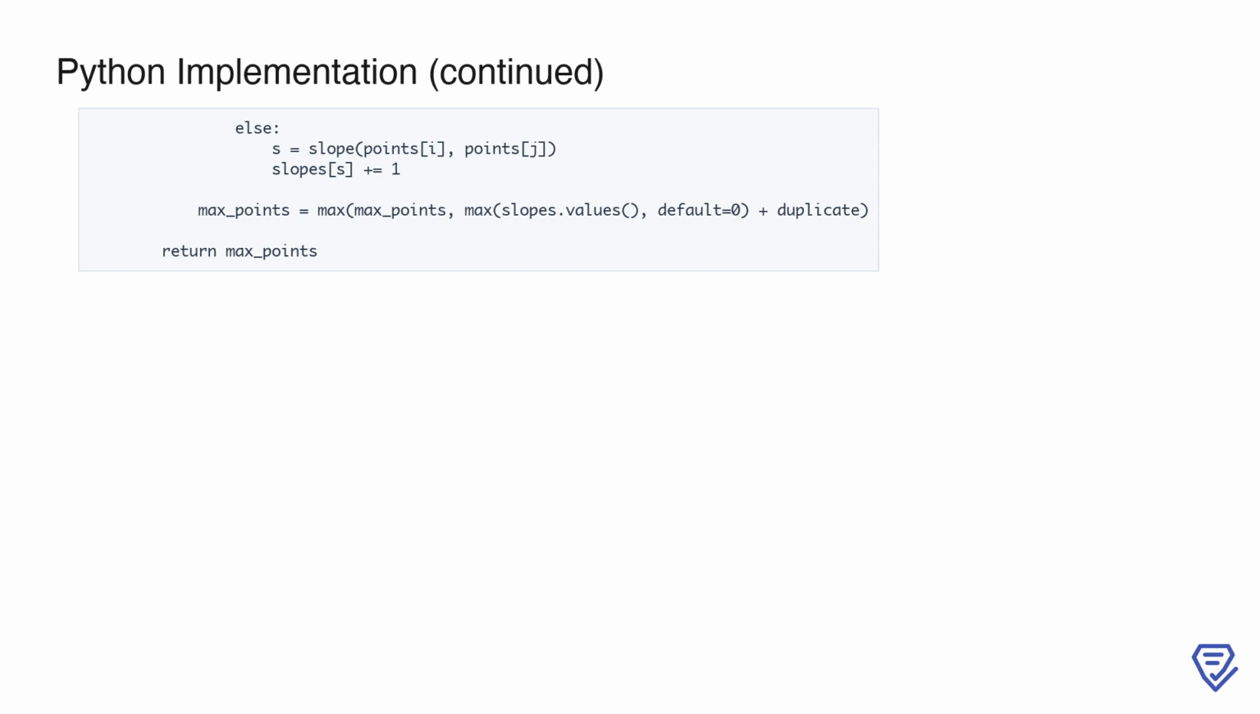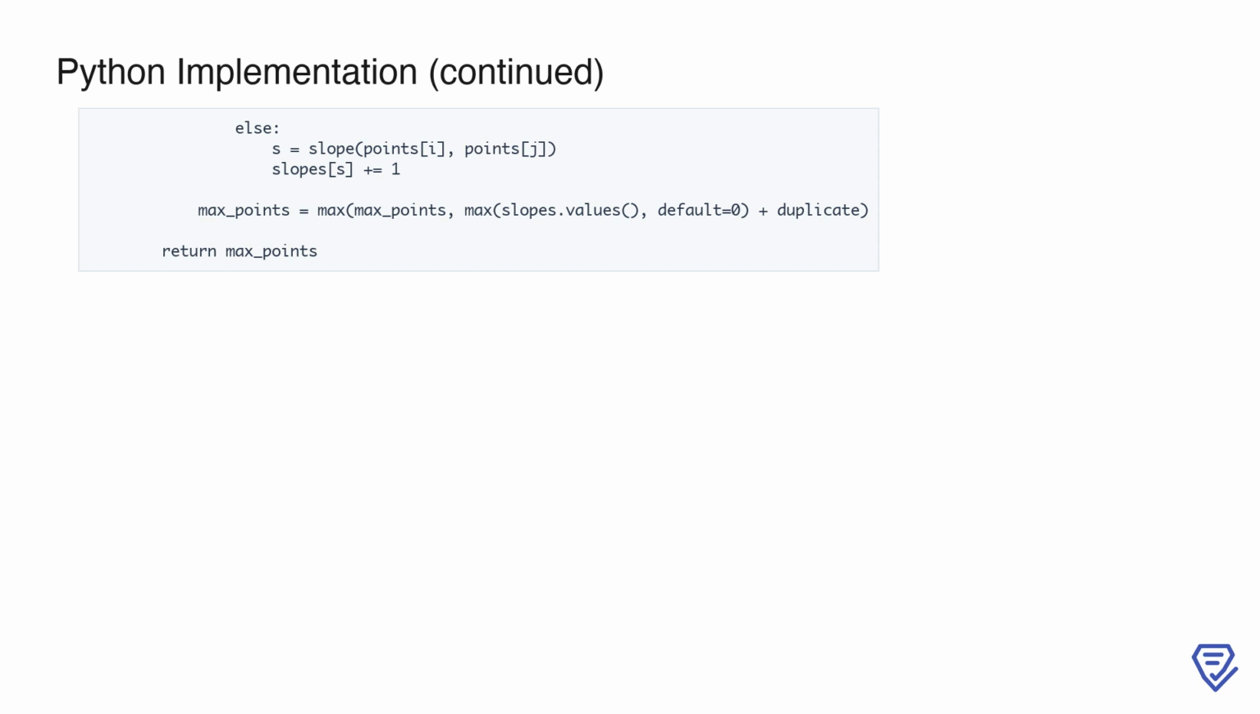If the current point being compared is the same as the starting point, we increment the duplicate counter, as these represent overlapping points that always lie on the same line. Otherwise, we calculate the slope between the 2 points using the slope function and increment its count in the slopes dictionary. After processing all points for the current starting point, we update max_points by taking the maximum value between its current value and the sum of the highest count in the slopes dictionary and the duplicate counter. This ensures that all points sharing the same slope, along with any duplicates, are considered.